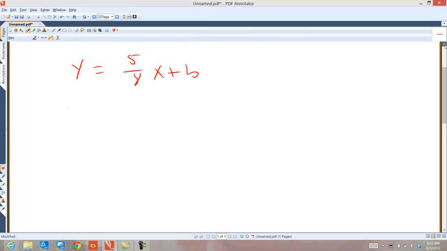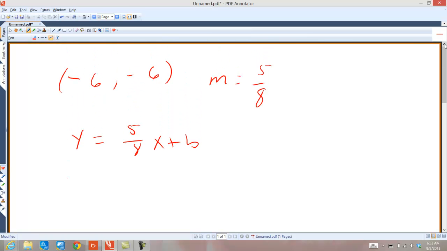Okay, to work through this problem, it appears we have a line that goes through a point of negative 6, 6 and has a slope of 5/8, and we want to write the equation of a line that's parallel to that. Now you can go about that one of two ways.